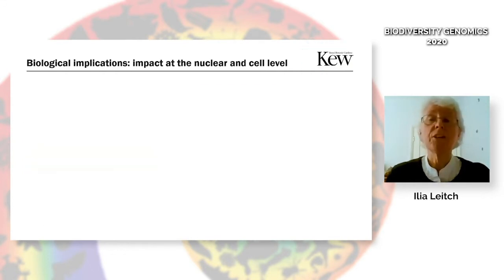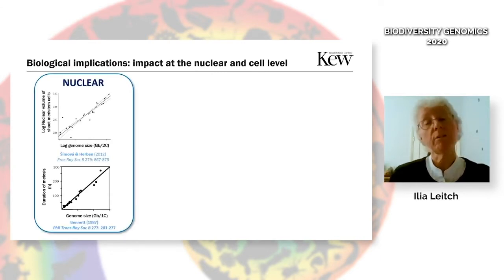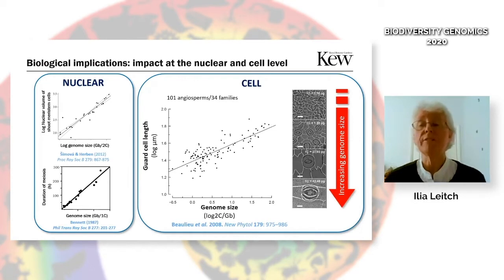So certainly, it's been long known that genome size has an impact at the nuclear and cell level. So for example, if you look at this top graph here, what you see is that the positive relationship between genome size and nuclear volume means that the bigger the genome, the bigger the size of the nucleus. Well, that's not surprising. You need a bigger nucleus to contain all that extra DNA. We also see that there's a positive relationship between genome size and, for example, the duration of meiosis. So the bigger the genome, the longer it takes for plants to go through cell division and to grow and divide their cells. And then at the cell level, we also see positive relationship between, for example, genome size and guard cell length.